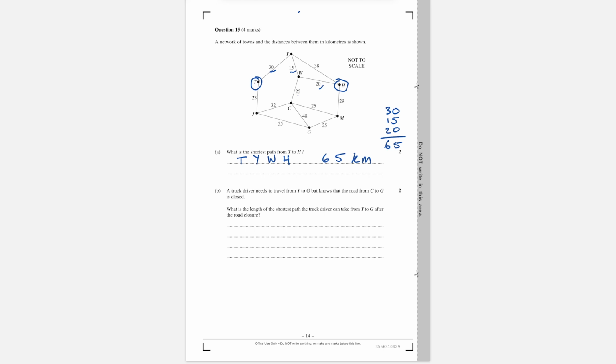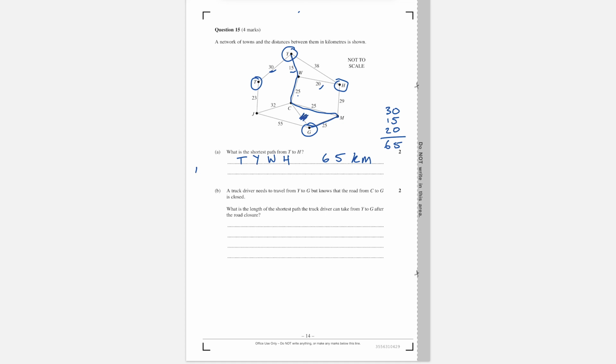A truck driver needs to travel from Y to G, but knows that the road from C to G is closed. So what is the length of the shortest path the truck driver can take from Y to G after the road closure? Okay, so we know that C to G is closed, so we'll get rid of that path. Again, we want to select the most direct path. That would be YWCMG. Let's add that up.